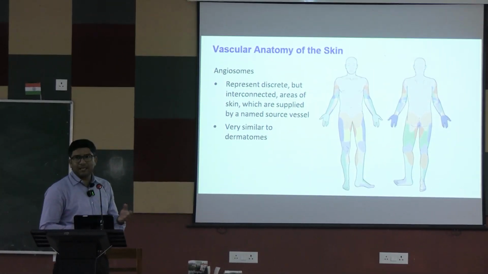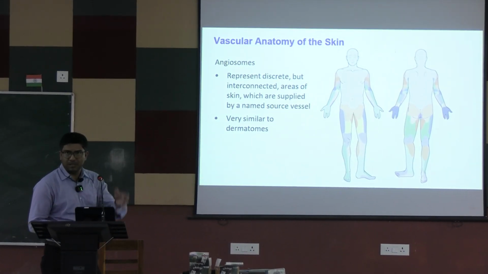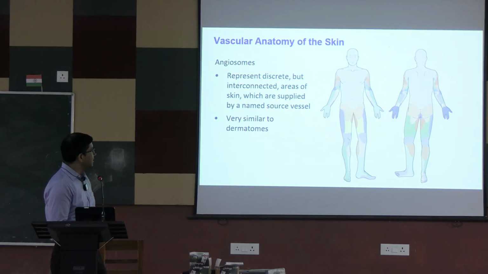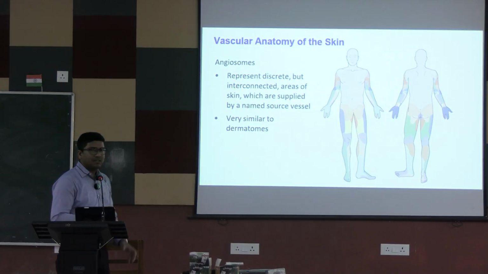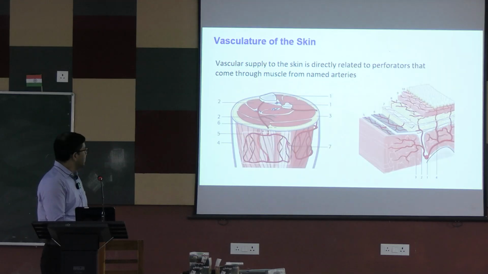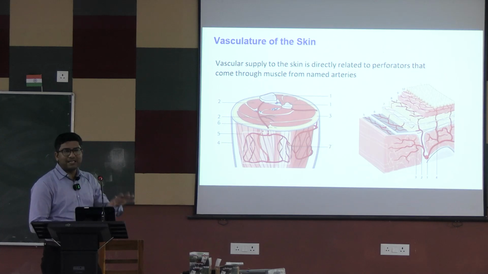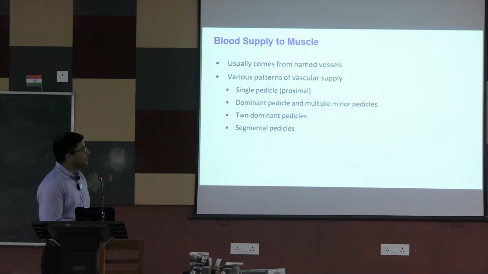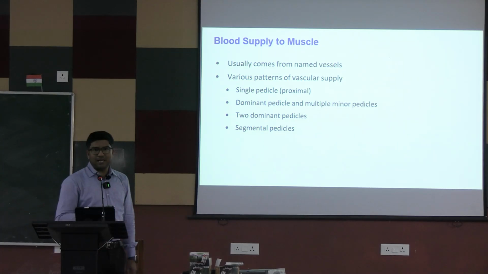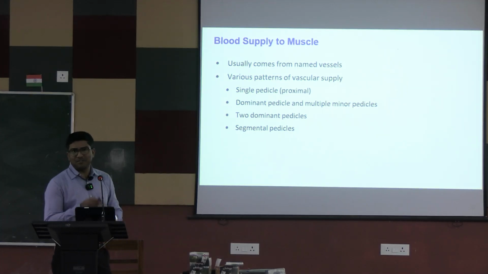Like in anatomy, you have read about the dermatomes, the nerve supply. Similarly, in skin, there are particular angiosomes. The skin has very discrete, overlapping areas that are supplied by particular arteries. So skin receives blood supply from the muscles, from the perforator arteries. So all are interconnected, the blood supply. Muscle and the surrounding tissues are the best friend of bone. They are in a symbiotic relationship.